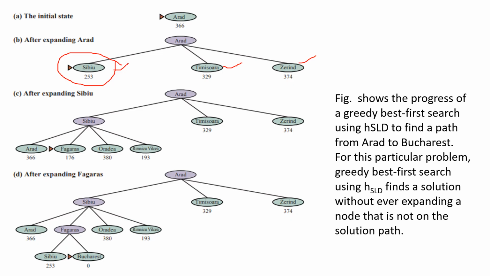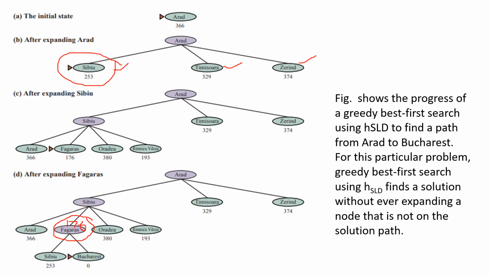And next is Rimnicu Vilcea. It is 193. So here 176 is lower. So from Fagaras to Bucharest, it is only 176. So it will select Fagaras. Fagaras is selected because that is the lowest heuristic.